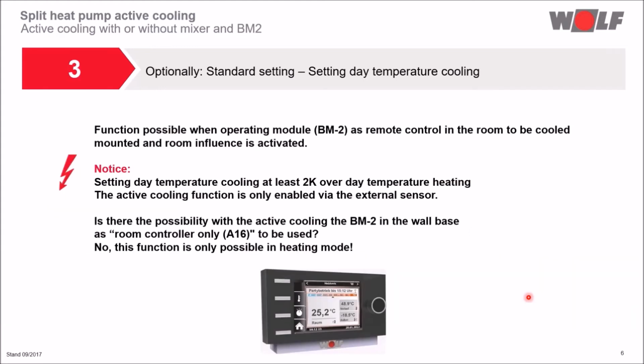When the programming unit BM2 is used as a wall-mounted remote control and the room influence is activated, the setting day temperature cooling appears in the basic settings. The value day temperature heating must be at least 2 Kelvin above the value day temperature cooling. This function should avoid conflict between heating mode and cooling mode.